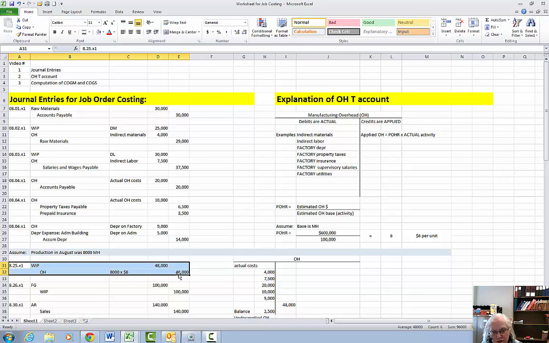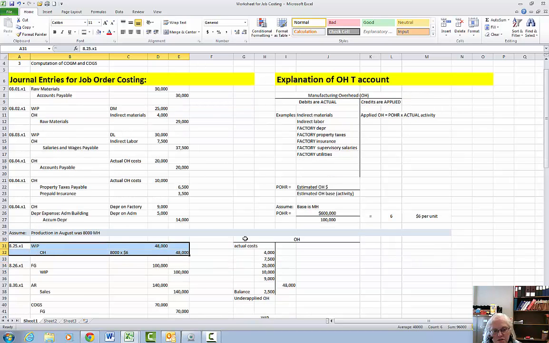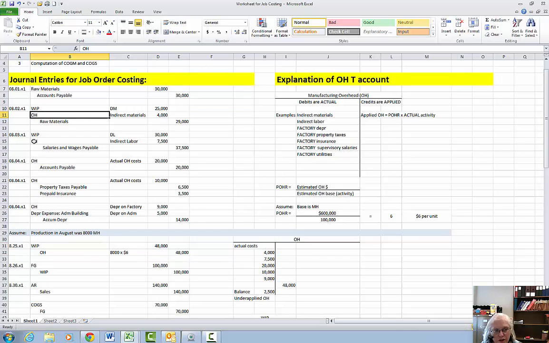Okay, so if I go in now and I post the actual overhead dollars that I put into my overhead account, and I credit the applied overhead, I'm going to end up with a debit balance in my overhead T account of $2,500 at the end of August. So I don't want that balance in there. I want to zero it out at the end of the year. If it's a debit balance, it's called underapplied overhead. If it had been a credit balance, it would have been called overapplied overhead.